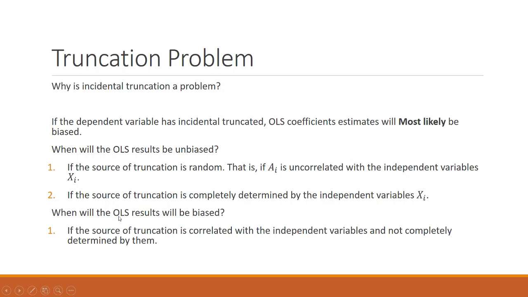So when will the ordinary least squares results be biased? They will be biased if the source of truncation is correlated with the independent variables and not completely determined by them. Basically, if the source of selection, in this case who has and who does not have a savings account, is not random, which is most likely. It's most likely that there's some reason why some people have savings accounts and some people don't. And so there will be some sort of selection bias.